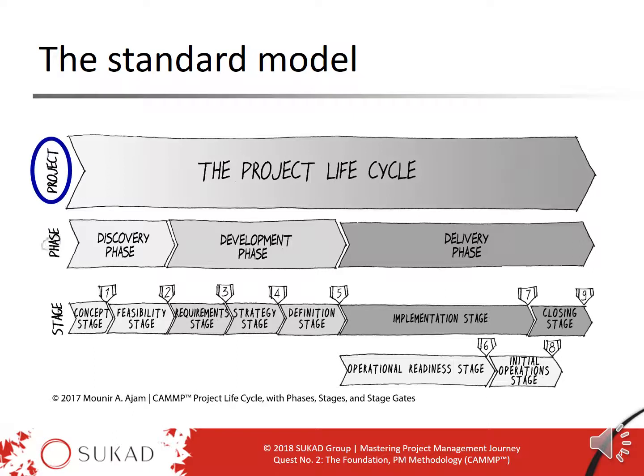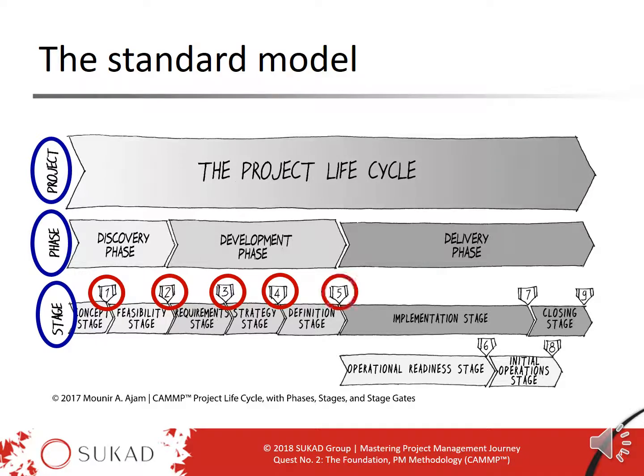That's a very quick overview of this, without getting into what each stage is and what each phase is. As you can see, you have the project level, then we subdivide into a phase level, then into a stage level, and then there are the gates in sequence, and they are numbered accordingly.